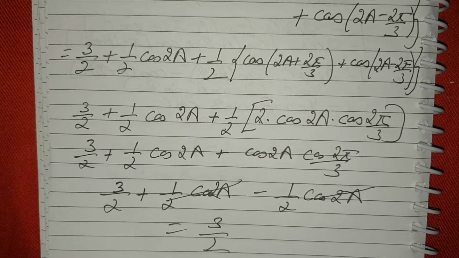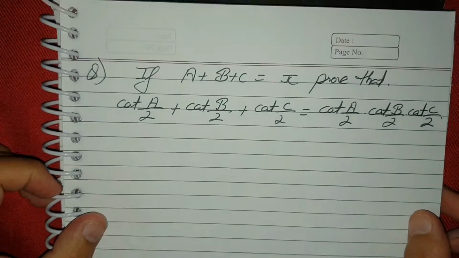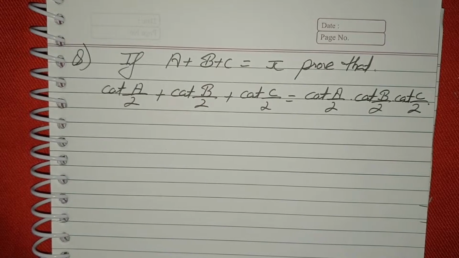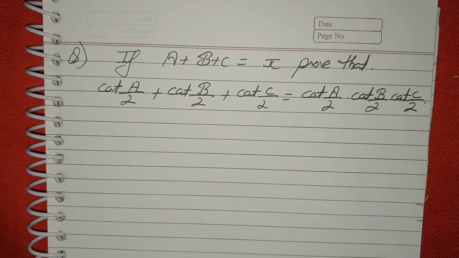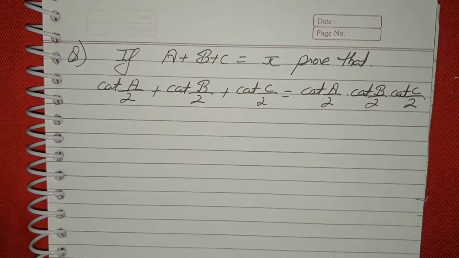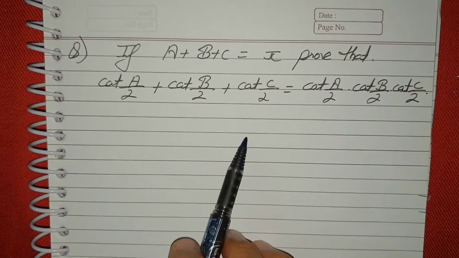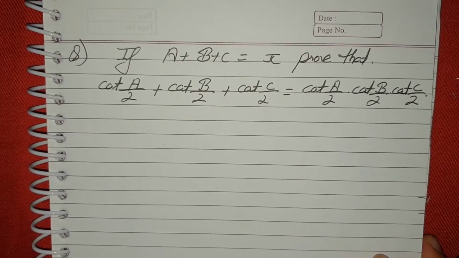Now, identities involving tangents. In tangents, what we do is that we directly use the formula, for example, for tan and cot. This applies for both tan and cot. You know the formula of tan and cot. Now we have the example: if A plus B plus C is pi, prove that cot A by 2 plus cot B by 2 plus cot C by 2 equals cot A by 2 into cot B by 2 into cot C by 2.